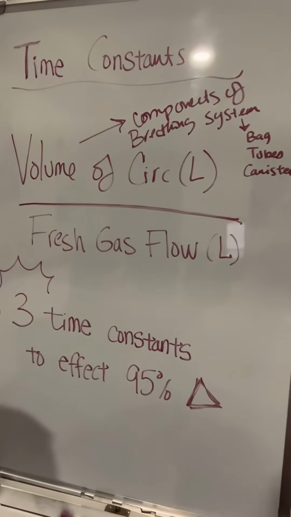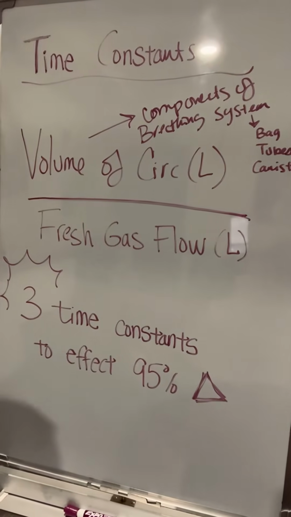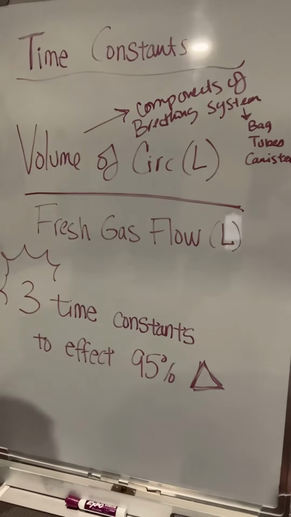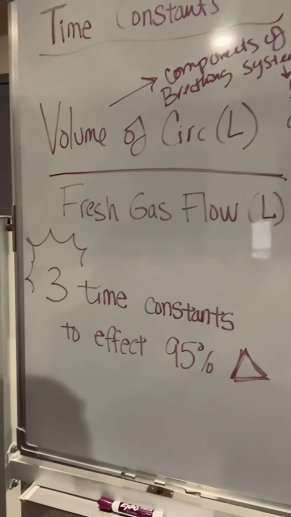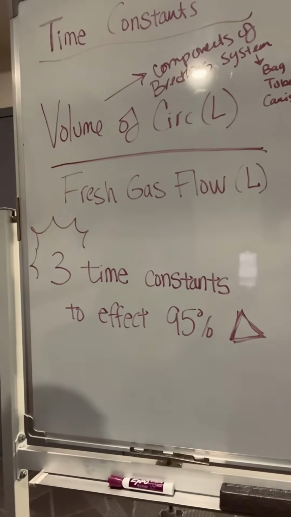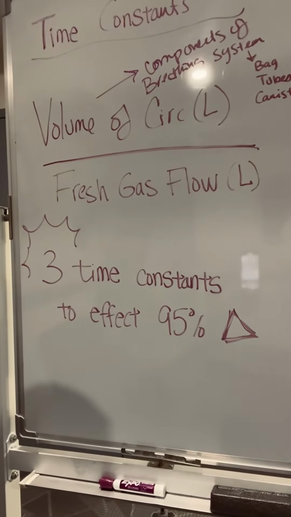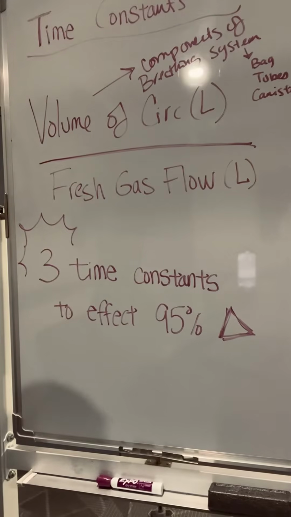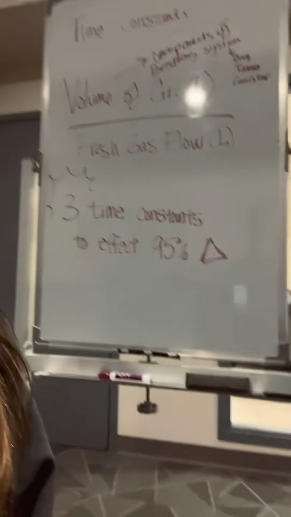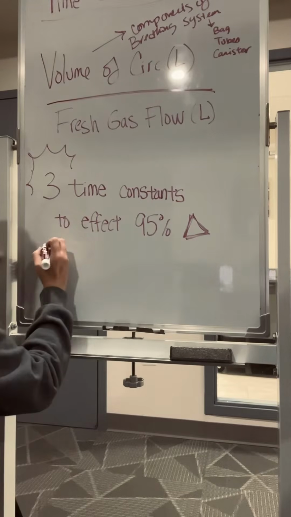The volume of your circuit is comprised of your rebreathing bag, your breathing tubes, as well as your CO2 absorbent canister. And then your fresh gas flow rate is the rate that you have selected for your patient. So let's say hypothetically that we have a 3-liter reservoir bag for our patient, and the volume of our tubes and soda lime canister are 2 liters. So we have a total volume of 5 liters for our circuit. And our fresh gas flow rate is at 1 liter per minute. And I want to change the percentage of inhalant from 1% to 2%.